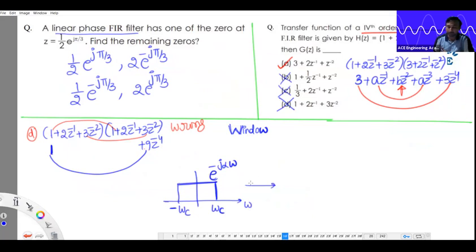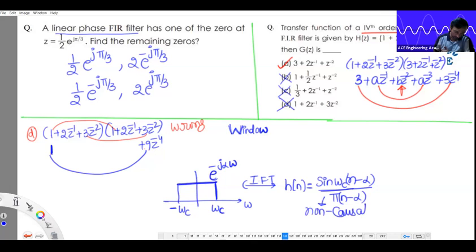But what is the problem with this? Its inverse Fourier transform is sin(omega c n) by pi n, delayed by alpha samples. It has constant gain and linear phase, but it is non-causal in the time domain. That function is non-causal in the time domain.